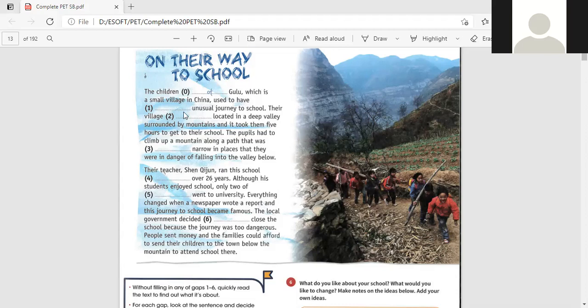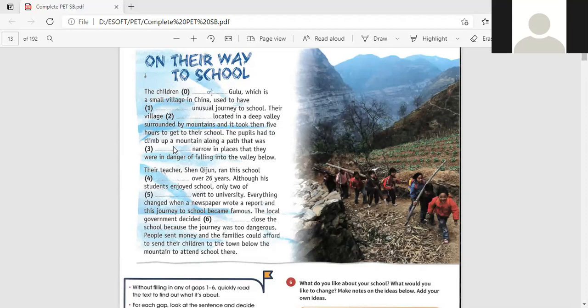The children of Gulu, which is a small village in China, used to have an. It's not a, it should be the article an unusual journey. Their village was located in a deep valley. The text is in past tense. Used to have an unusual journey to school. Their village was located in a deep valley surrounded by mountains, and it took them 5 hours to get to their school.